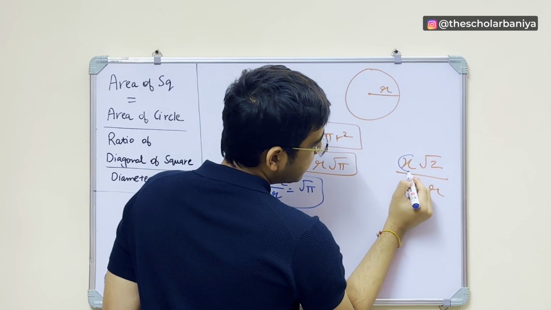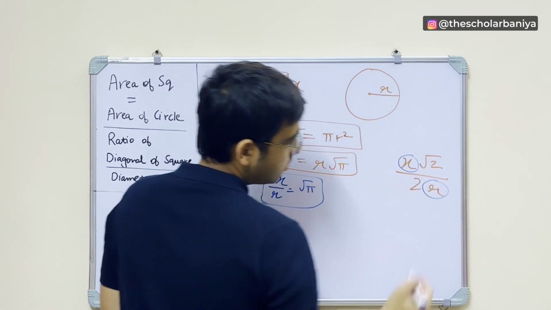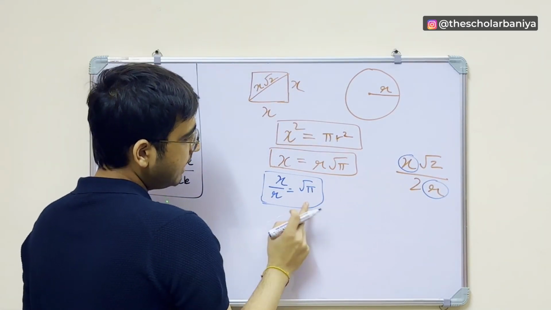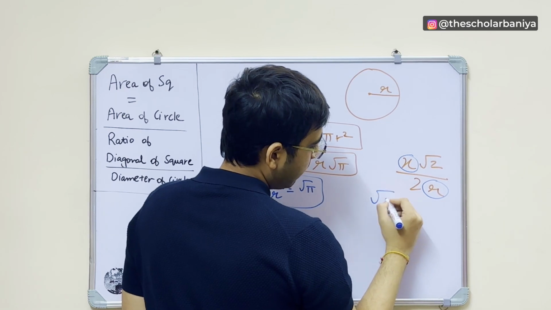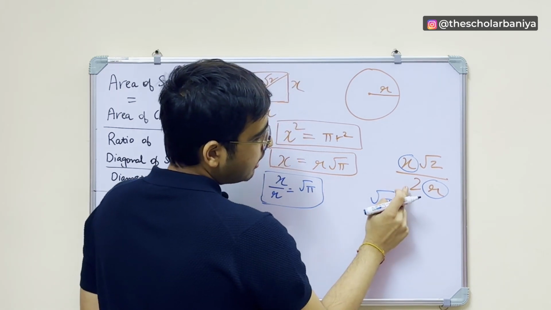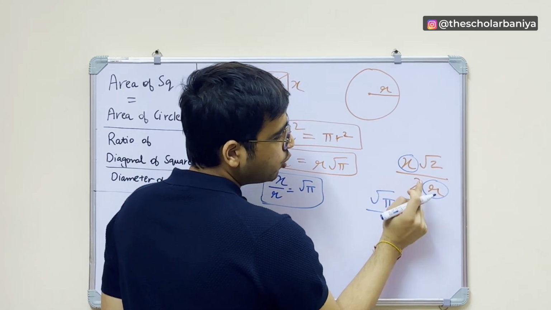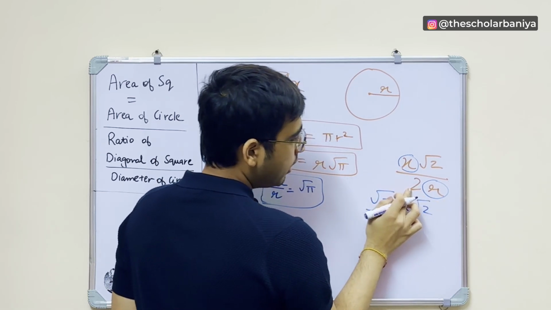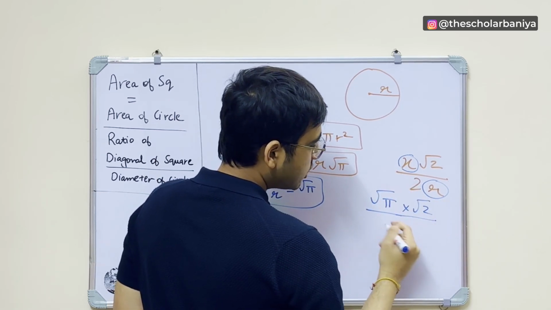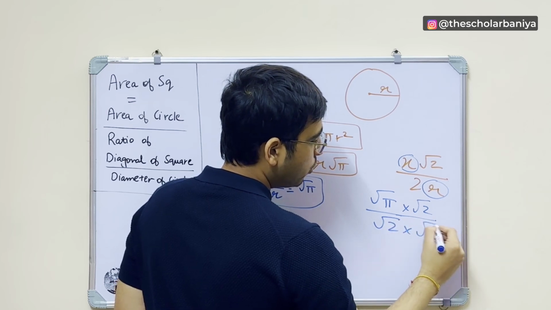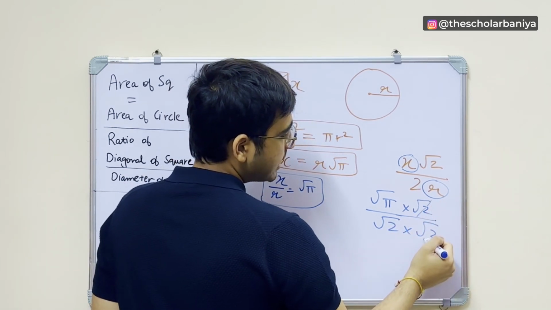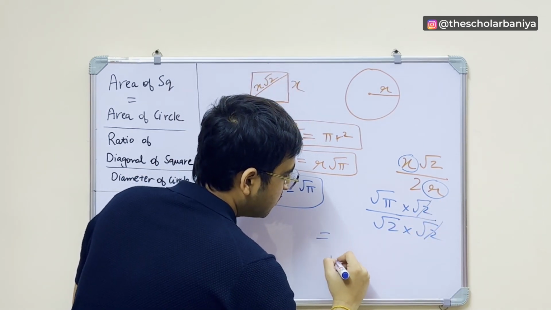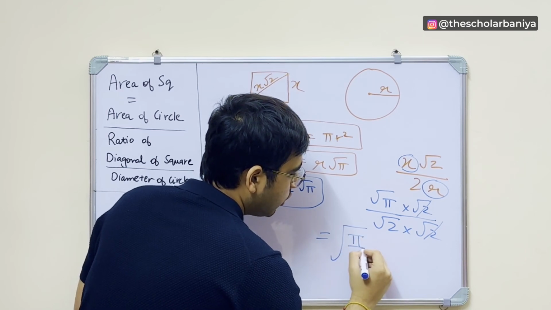So instead of x upon r, you can write root pi. So root pi upon, you can write this 2 as root 2 into root 2. So root pi into root 2 upon 2. What can you write 2 as? 2 can be written as root 2 into root 2, right? So root 2 gets cancelled. So your answer becomes root of pi upon 2.